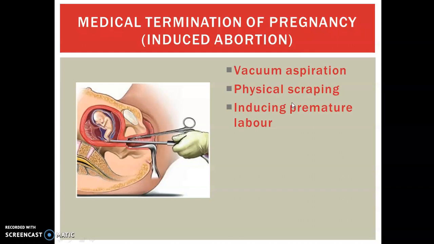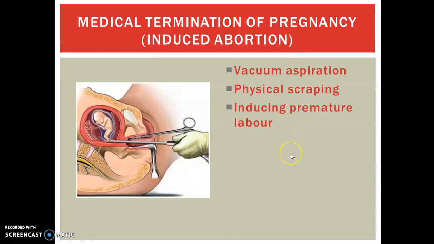And after 12 weeks of pregnancy up to 16 weeks, that is from 13 to 16 weeks, physical scraping is done to induce abortion. In that case, a catheter is inserted through the vagina and the fetus is cut into pieces, and all the contents of the uterus are physically scraped off and drawn outside.